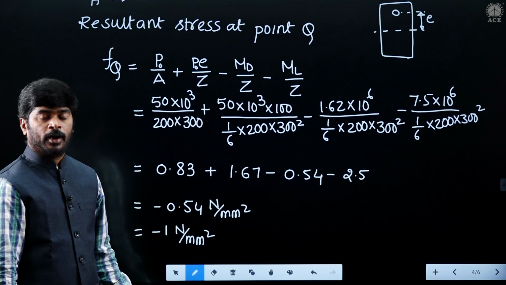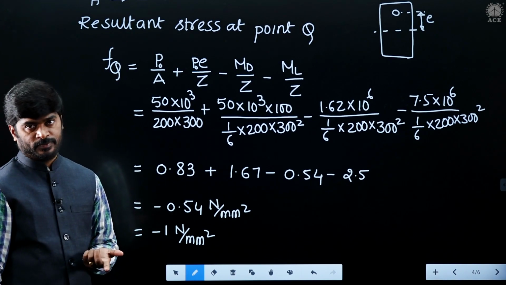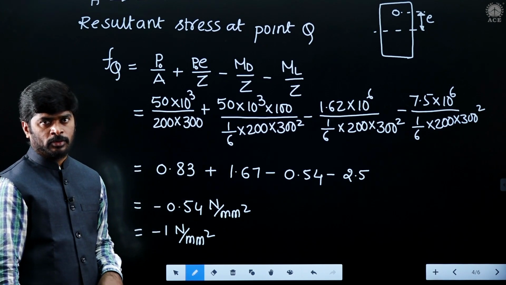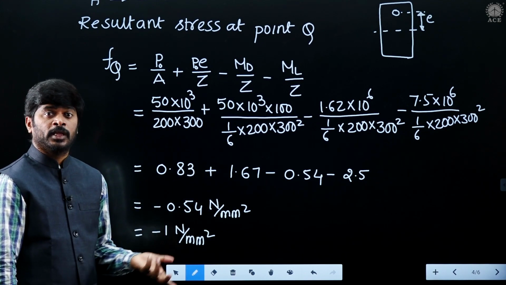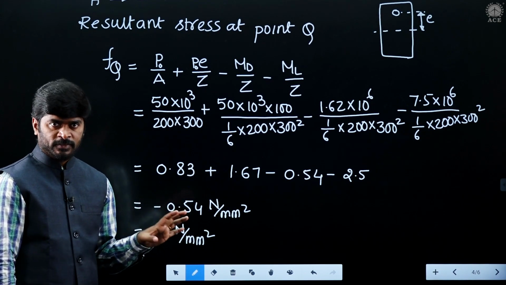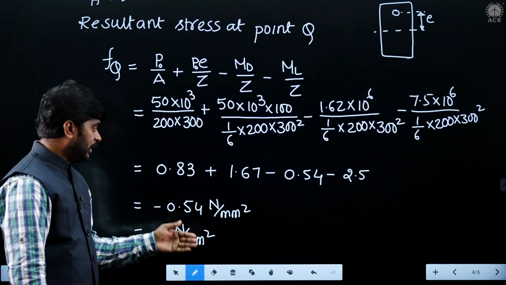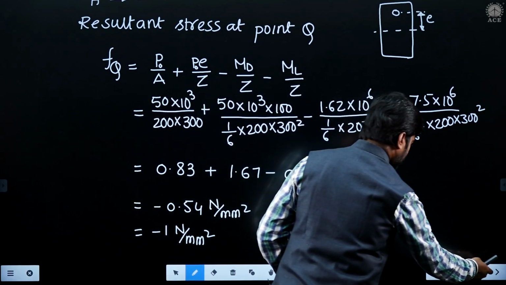Minus 1. My dear, suppose in the question, if it is mentioned that total concentrated load or self weight is not neglected or including self weight, if this wording is given, at that time the answer will be different. What is that? I will give you. Even that answer also I will give you.